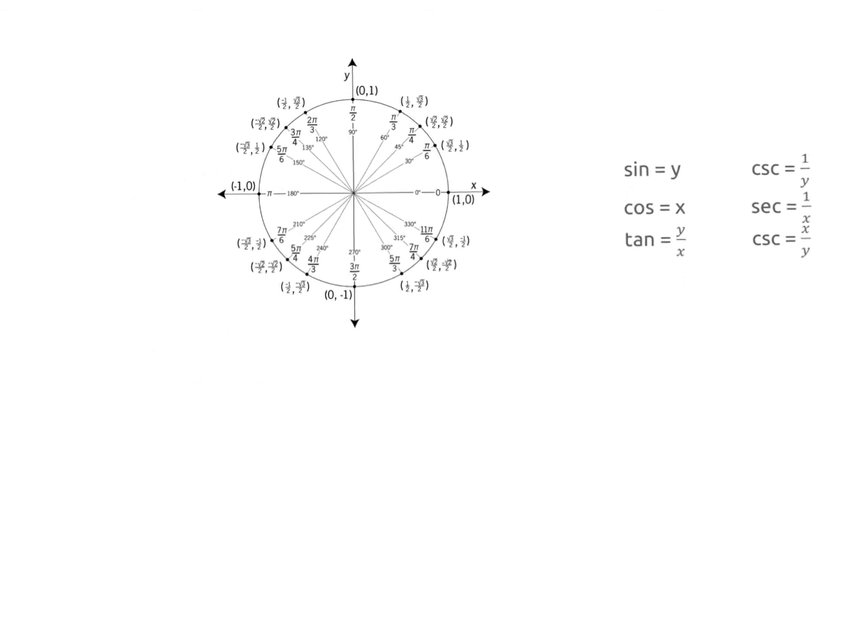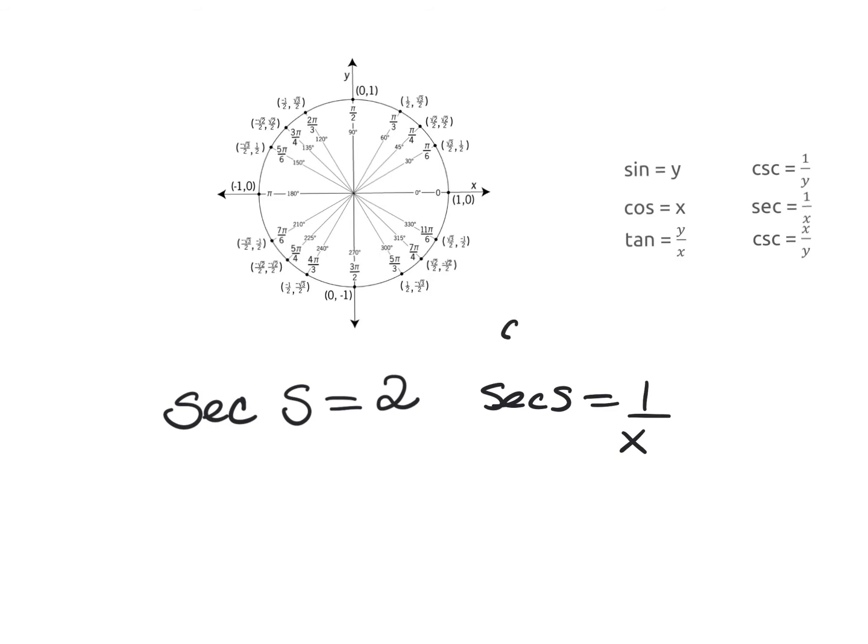So let's find s when we're looking at secant, when secant equals positive 2. Remember, secant is the reciprocal of cosine. So what we're really looking for here is secant of s and where it's the reciprocal. Because remember, cosine of s is just x. Cosine just looks at x. Secant is the reciprocal of cosine. So we're looking to see where secant is equal to 1 over x.